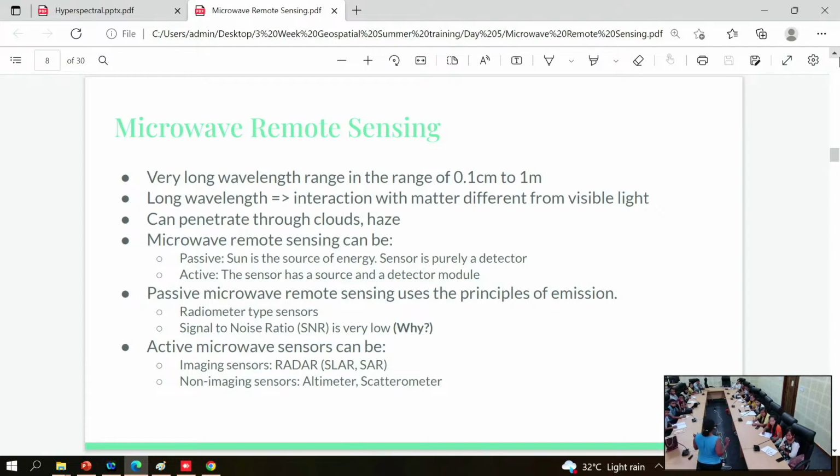Radar, you all might have heard of it being used. You have heard the word radar, right. So, it is radio, anyone? Detection and ranging. Radar is again of two types, side looking aperture radar and synthetic aperture radar. We will talk about all of this in the subsequent slides.